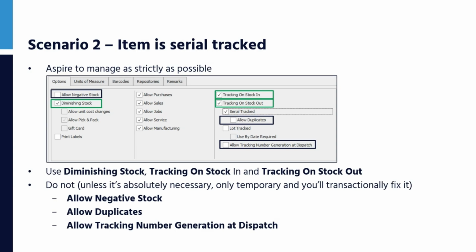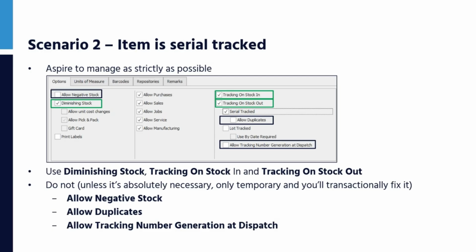And then we recommend that you do not allow duplicates and do not allow the number tracking generation at dispatch unless those things are absolutely necessary. And hopefully that's only a temporary requirement. If you do things like allow duplicates and allow tracking number at dispatch, then you can get into a situation where you have more serial numbers on hand than you do of the actual item, and it takes a little bit of gymnastics to get yourself out of that situation as well.